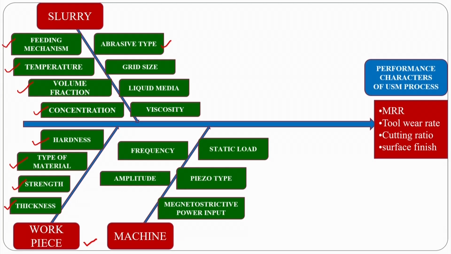So, coming to the machine parameters, normally the frequency of the tool and the amplitude with which you are giving it, these are the most important. If the amplitude is very high, the depth of indentation of the abrasive particle will be very high, because the kinetic energy it receives from the tool will be very high. At the same time, if the frequency is very high, what will happen is the number of abrasives touching the workpiece will be very high.